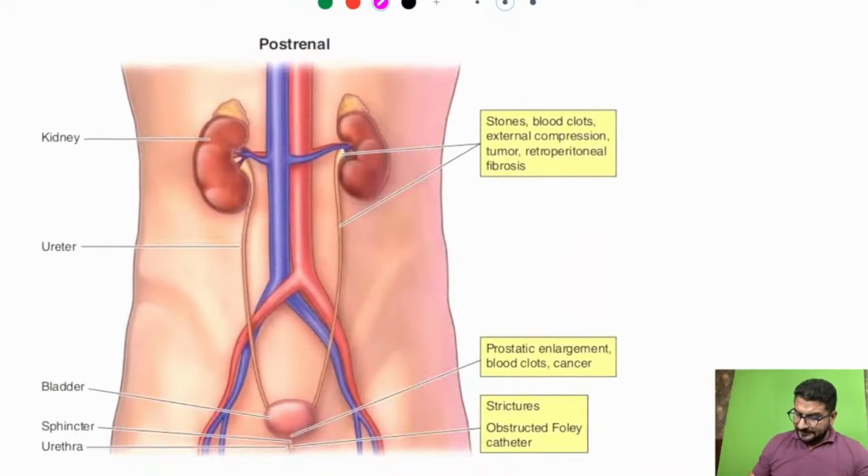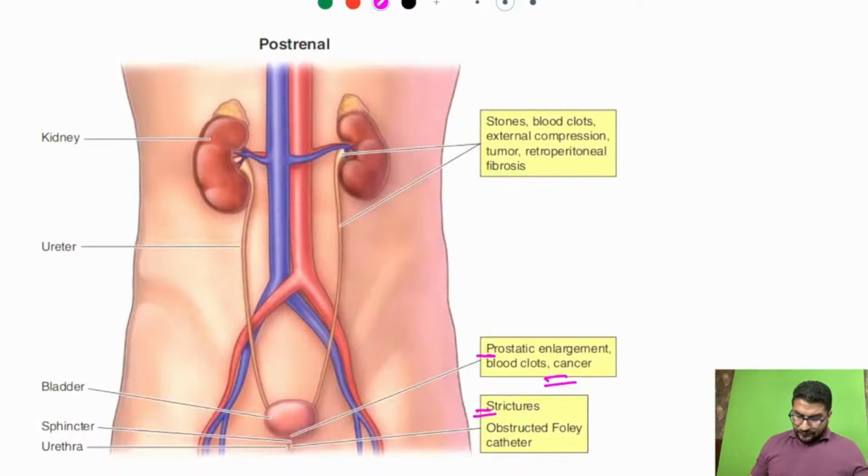So you can see post-renal means any problem in the bladder, ureter, urethra, prostate. For example, you can say BPH can cause this, prostate cancer can cause this, any stricture can cause this, Foley catheter can cause this, right? Any obstruction in that Foley catheter. So these are the causes.